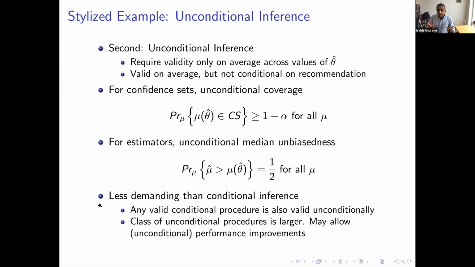Now, the law of iterated expectations tells us that unconditional validity is less demanding than conditional validity in the sense that any conditionally valid procedure is also valid unconditionally. But that means that the class of unconditional procedures is larger. So if we're satisfied with unconditional validity, we might be able to obtain unconditional performance improvements.